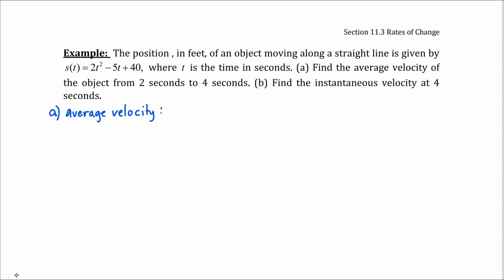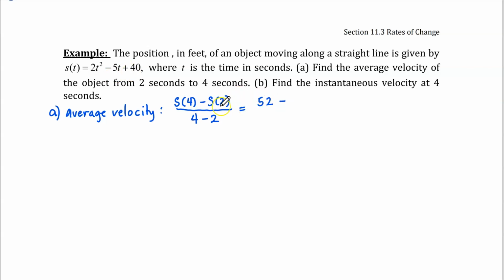Now, the average velocity may be computed by finding the change in s at 4 and 2. So s of 4 minus s of 2 divided by the change in time, 4 minus 2. To get s of 4, you just replace t by 4. So you have 2 times 4 squared, that's 32, minus 5 times 4, that's 20, plus 40, which gives you 52.